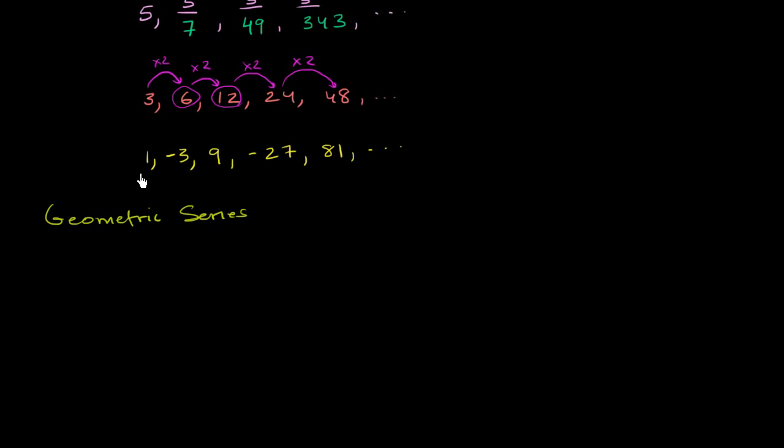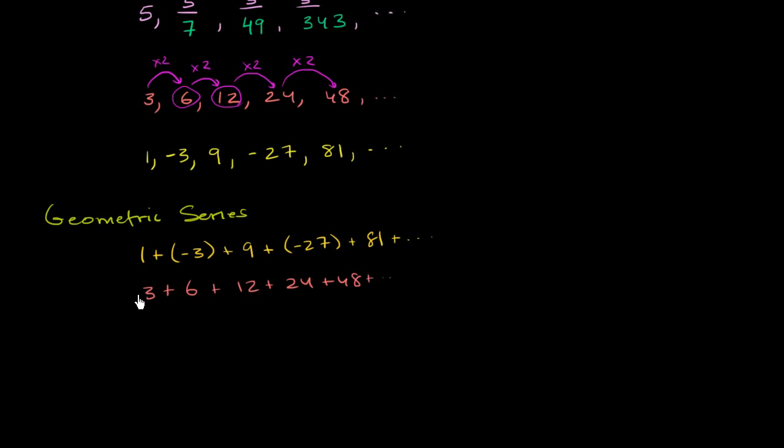So for example, a geometric series would just be a sum of this sequence. So if we said 1 plus negative 3 plus 9 plus negative 27 plus 81, and we were to go on and on and on, this would be a geometric series. And we could do it with this one up here just to really make it clear what we're doing. So if we said 3 plus 6 plus 12 plus 24 plus 48, this once again is a geometric series, just the sum of a geometric sequence or a geometric progression.